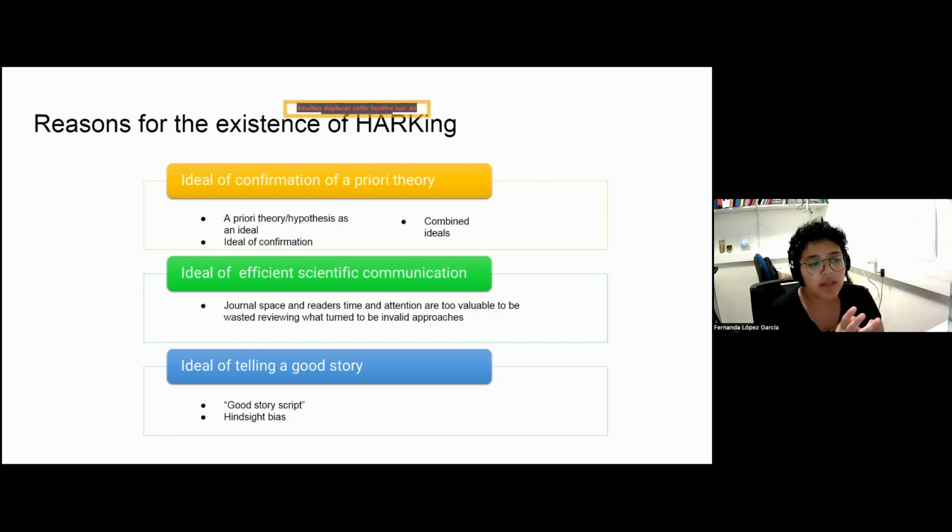And then the ideal of telling a good story. So if you have bad results, it will not fit into the story you want to tell in your paper. And finally, the hindsight bias. This means that when you have your results, you tend to get a little biased and say, I knew this was going to happen. And yeah, that's it.